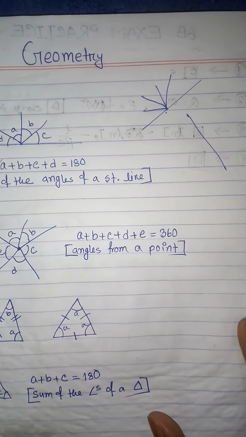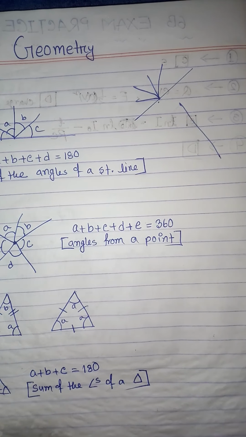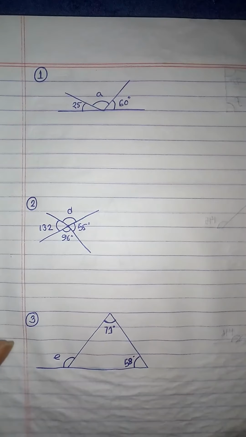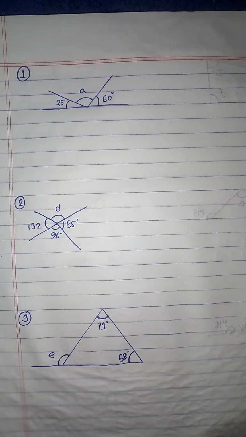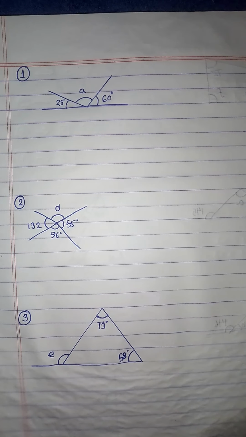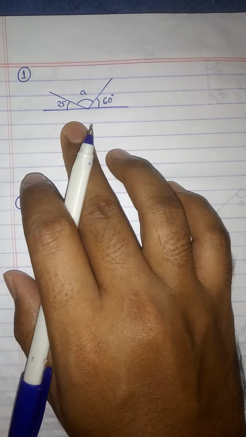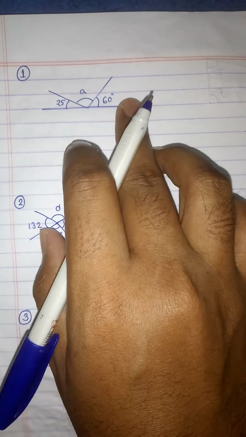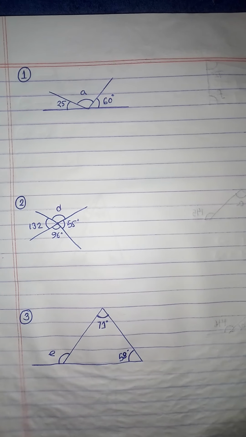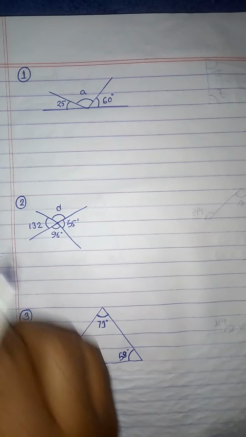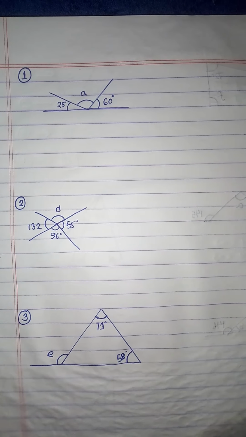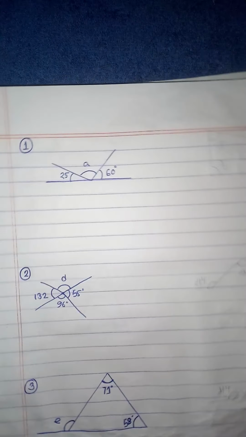So let's move to the solutions, the problems we need to solve. The first math problem is given on the angles on a straight line. You can see clearly the angles on a straight line are 25, A and 60. How to solve this? We need to find the value of A. As we know the angles on a straight line add up to 180, we can create a formula like this.